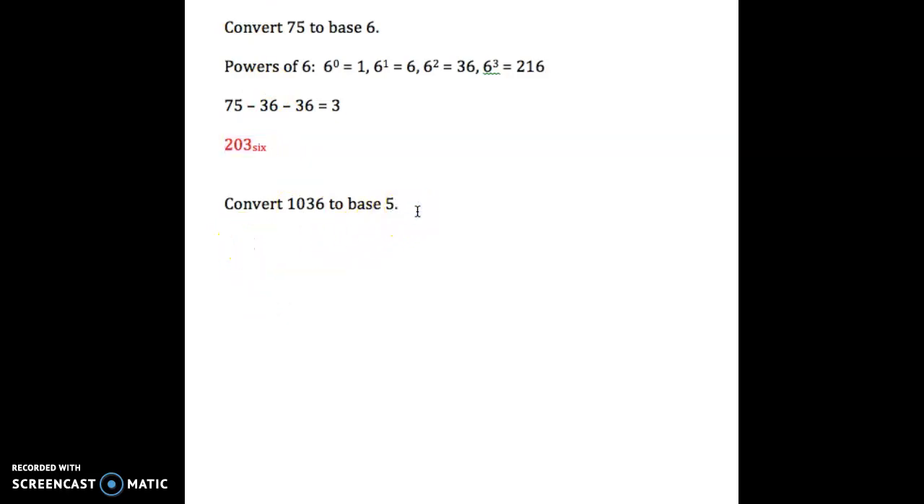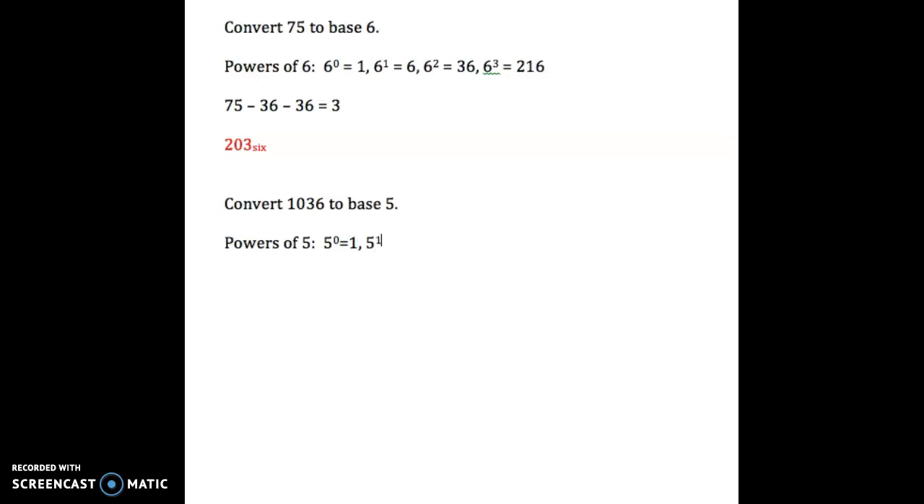I want to change 1036 into base 5. Well, if I'm in base 5, then my places are going to have values of powers of 5. And I'm going to keep going until I get to one that's too big. Too big is bigger than my number here, bigger than the number that I'm trying to convert. Well, let's see. 5 to the 0 power. That's 1, because anything to the 0 power is 1, much as it was before.